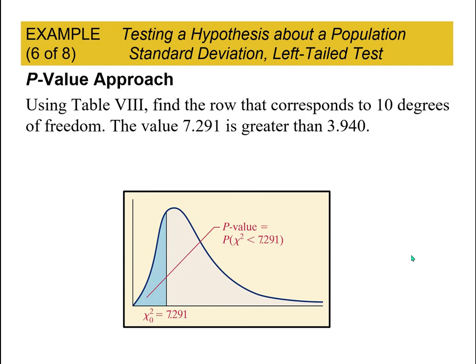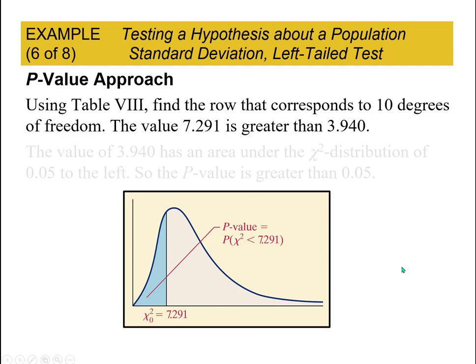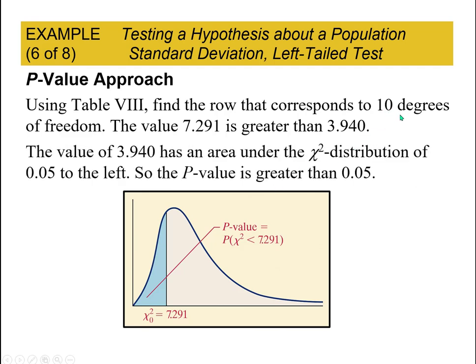So then we would go back to our chi-square distribution table to finish using the p-value approach, and we would go to our 10 row for the degrees of freedom. We have our test statistic at 7.291, and we would end up with the value 3.94 again. How we would get that number using the p-value approach is we would keep in mind that the p-value is the area under the curve, and we are doing a left-tailed test. So even though we're looking for area 0.05, because we're looking to the left, we have to say 1 minus that to use the table.